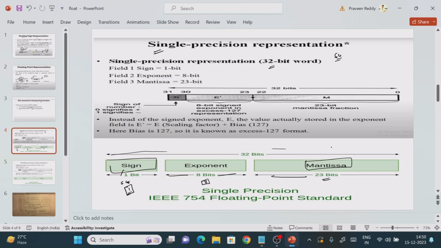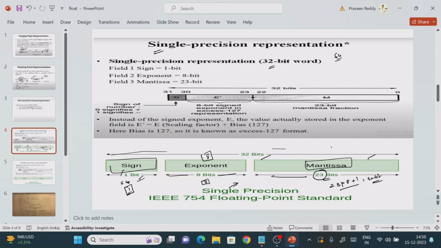So if you want to solve the problem based on the 32 bit single precision method or double precision method, we need to remember this. The first bit, the MSB, is the sign bit, and the remaining bits are the 8 exponent bits. From here to here is called the mantissa, which is 23 bits. So 23 plus 8 plus 1 gives the 32 bit length.